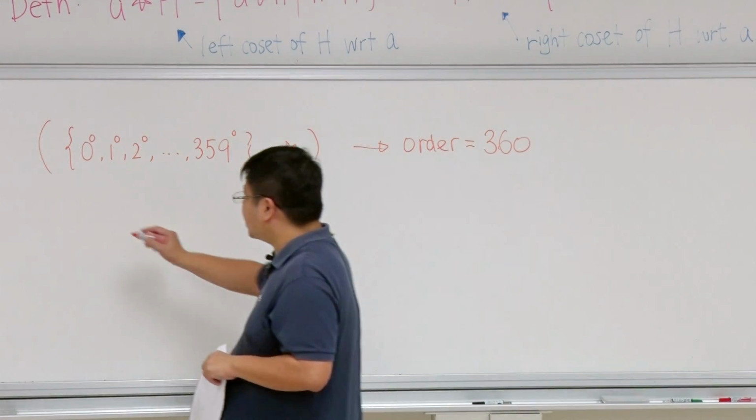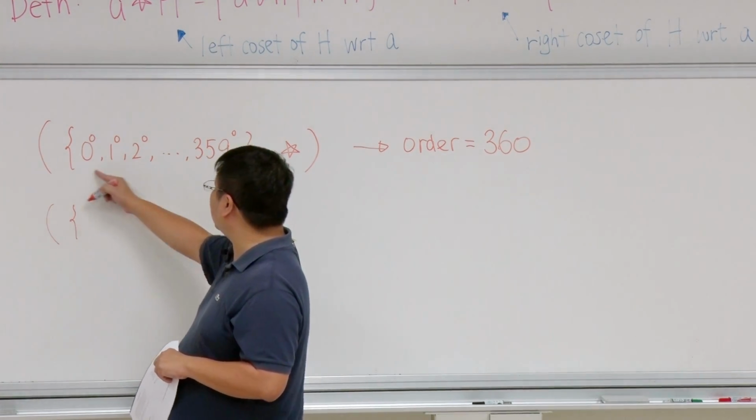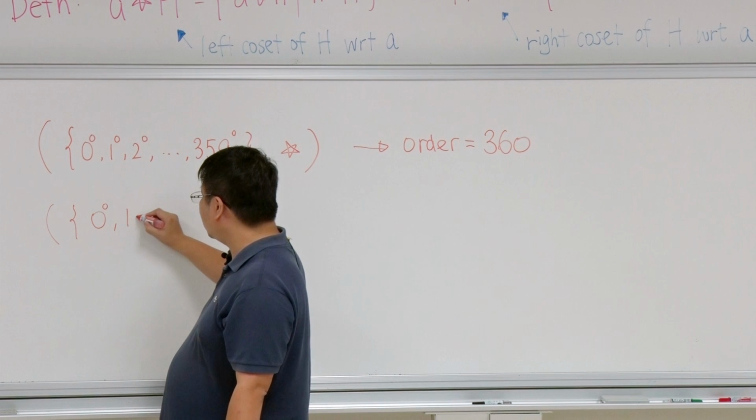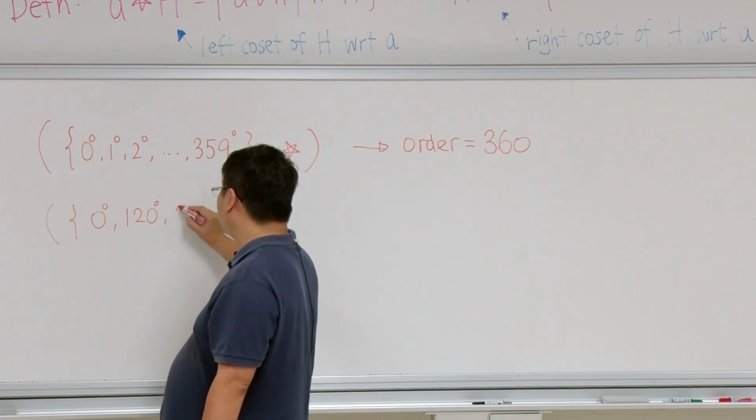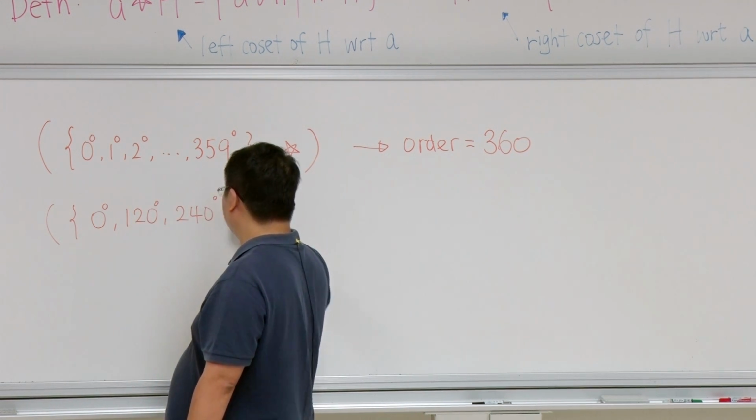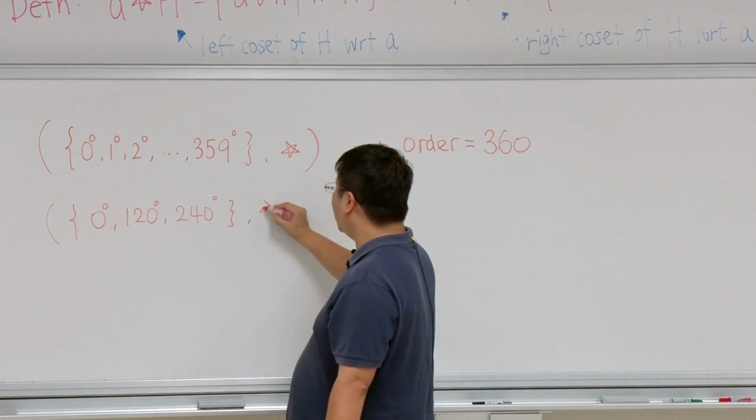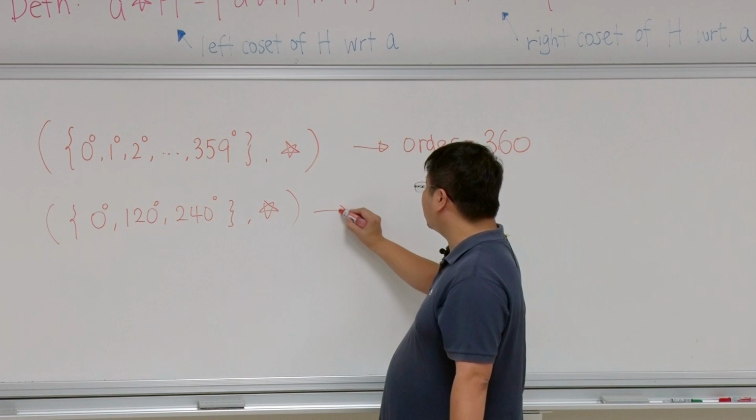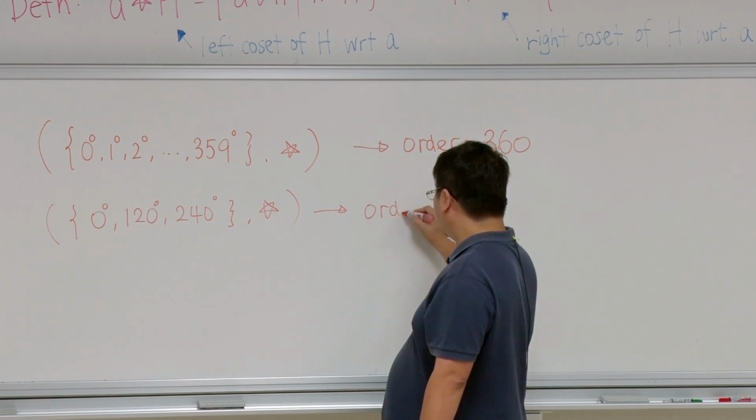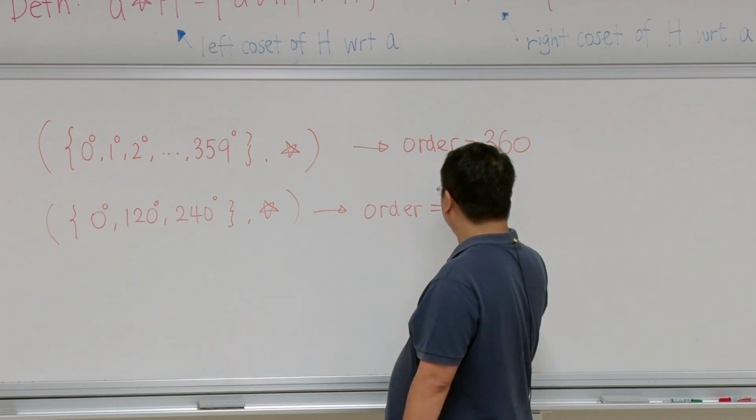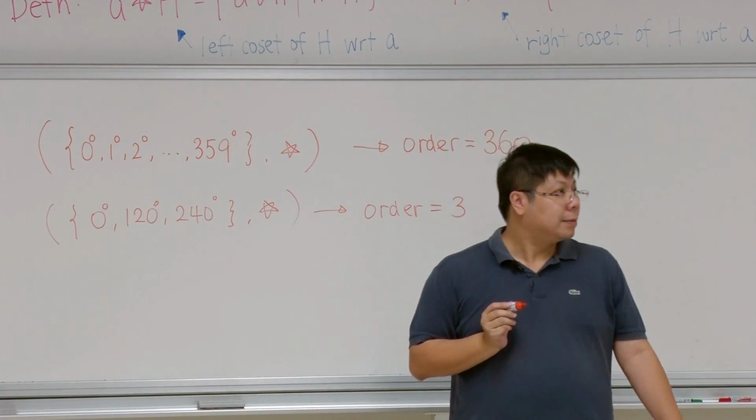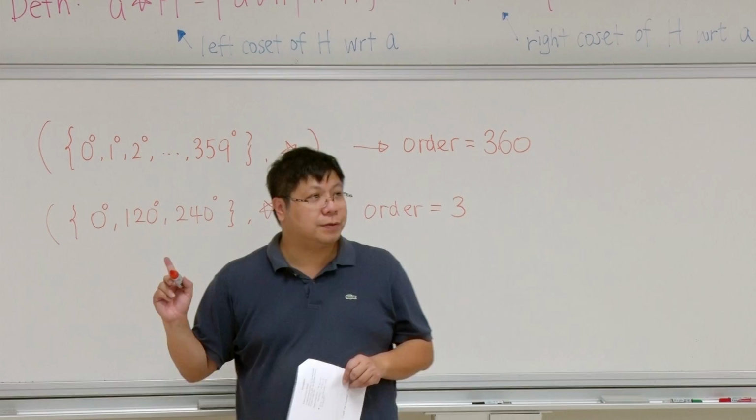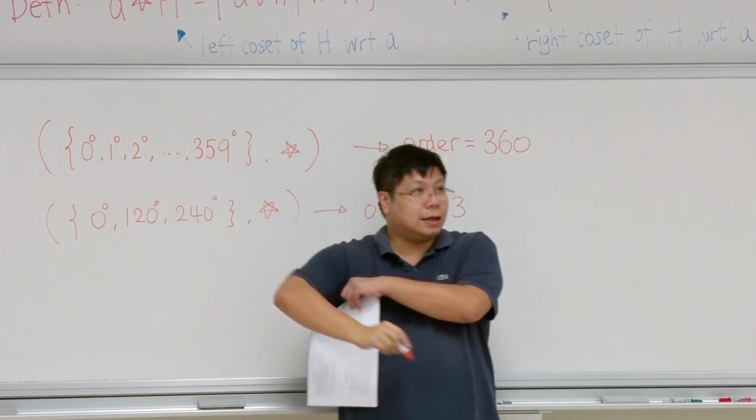Now, we have seen some examples before. If we do not take all these elements, and we just take 0 degrees, 120 degrees, 240 degrees, and then star, this is a subgroup. The order of this one is equal to 3. Now, can we come up with other examples? Are there other examples of subgroups of this one?